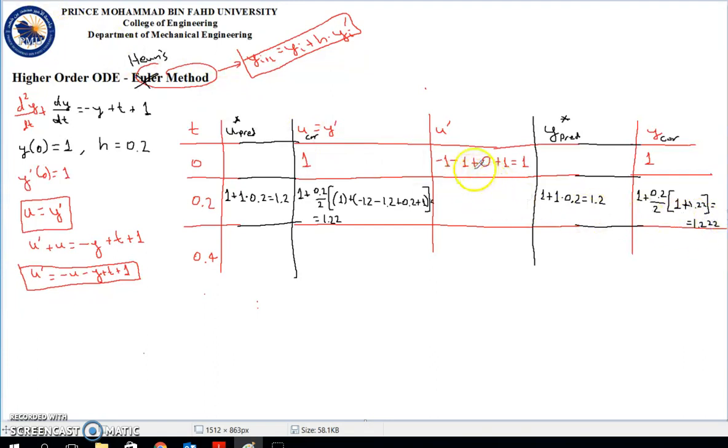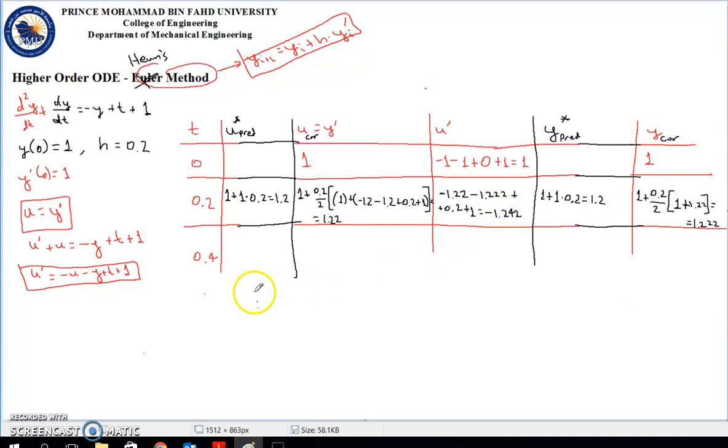1.222, and now we want to find y prime using our function, so minus u is minus 1.22, minus y, 0.222, plus t is 0.2, plus 1, equals minus 1.242.